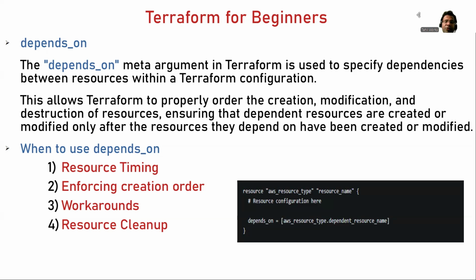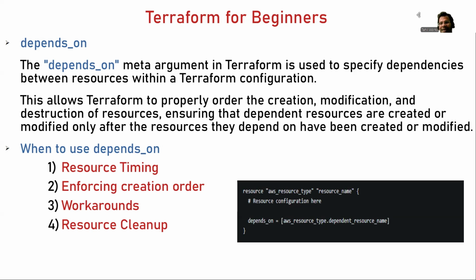So the first one is resource timing. This is one of the scenarios where you have a resource A and it takes time to create or modify that resource. For example, take an EC2 instance, where it takes 1 or 2 minutes to get created. And once that is done, you can go ahead and create an IAM user or a role, etc., once the EC2 creation or the modification of the resource is done. So that's one of the use cases of resource timing.